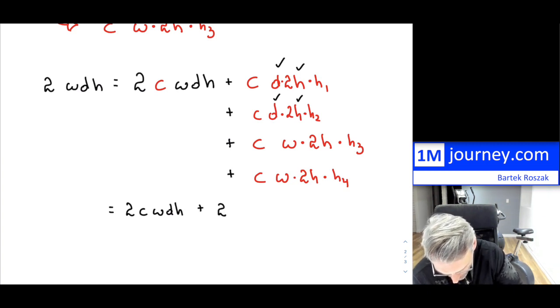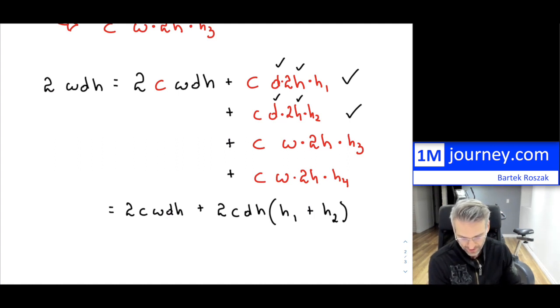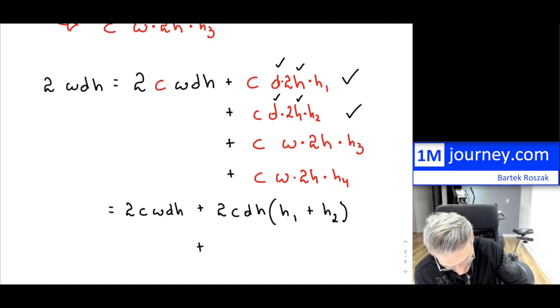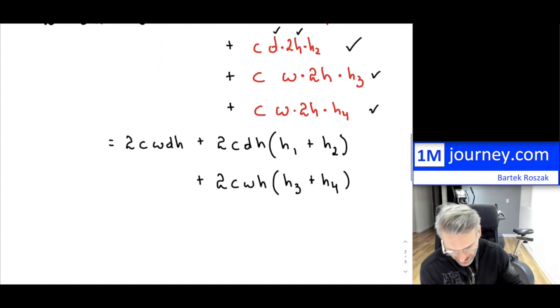So this is going to be 2C, then the D comes out, and the H. And this is going to be the H1 plus the H2, that are these 2 terms that I have. Now, plus, I'm going to take these 2 terms, and notice again I have 2C. Now it's going to be W, H, and then what I have in there is H3 plus the H4. That's what I have there.